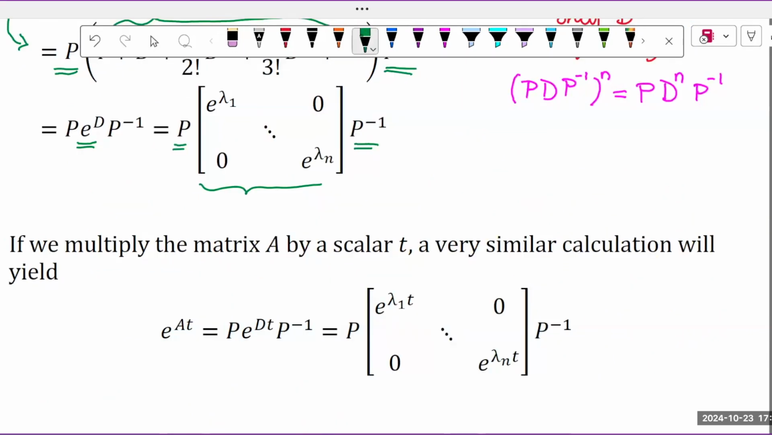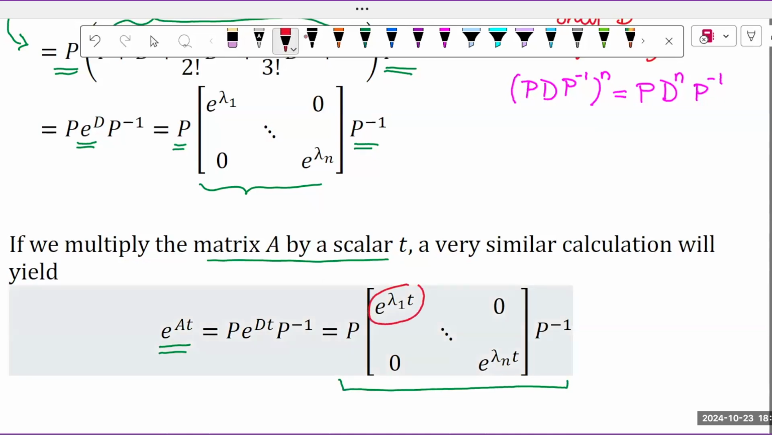Now further, if we multiply the matrix A by some scalar t, a very similar calculation is going to show us that e to the At now becomes P times this diagonal matrix times P inverse, where now the entries are not e to the lambda alone, but instead e to the lambda t.